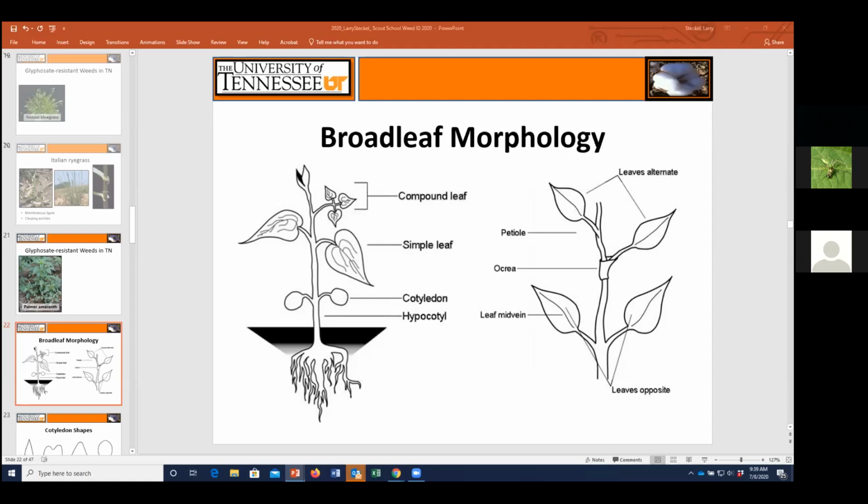Pennsylvania smartweed, knotweed in your front yard would be another one. Lady's thumb would be another. But those would be the only ones that would have that true ochrea out there.